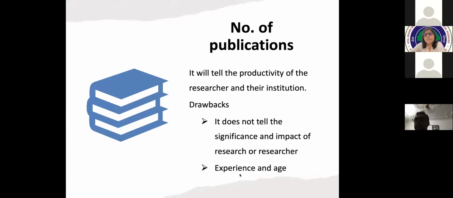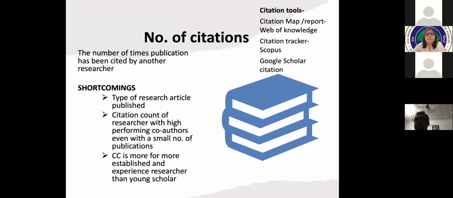And another point is that with experience and age, the number of publications will increase. So a young researcher will be at a shortfall since their experience and age will be less, and they will have fewer publications. Now moving on to the citation.